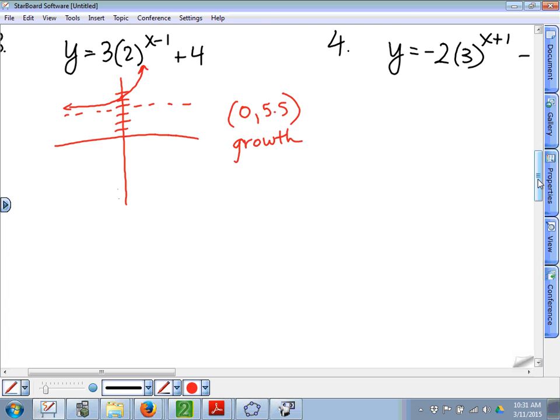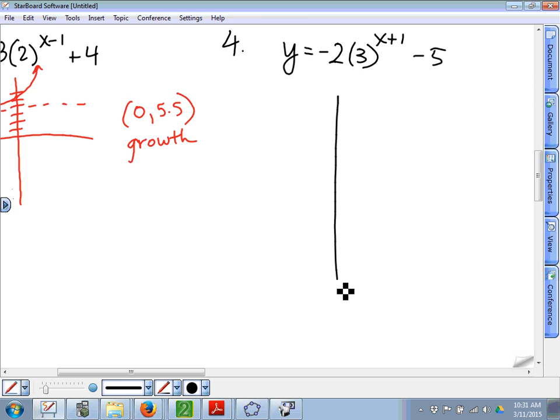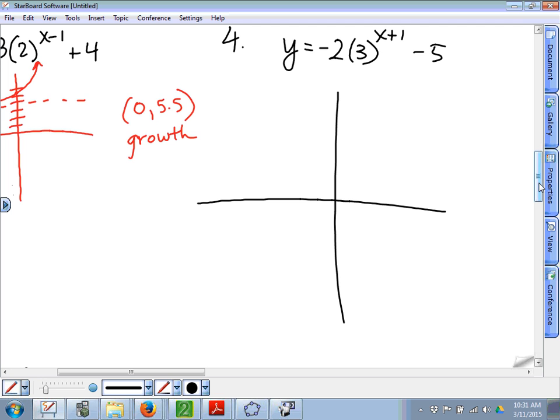Questions? Yeah. All right, guys, check it out. Here's 4. What does the minus 5 do? Moves it down 5 units. So that's where our horizontal line is going to be.